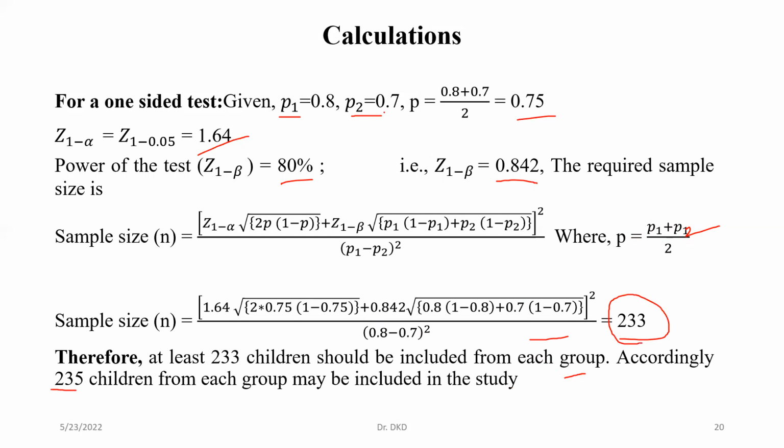So this is the basic concept for calculating the minimum sample size if we have two groups and proportions.